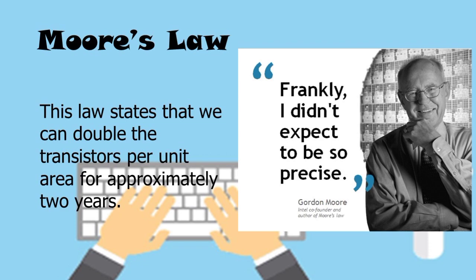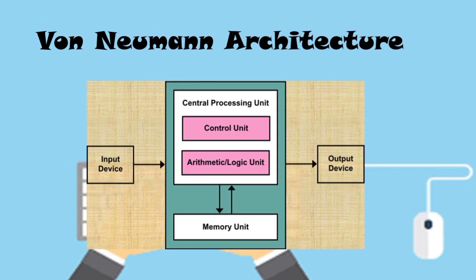Moore's Law states that the number of transistors on a microchip doubles about every 2 years, though the cost of computers is halved. He quoted that, and frankly, I didn't expect it to be so precise. So Gordon E. Moore, in 1965, a co-founder of Intel, made his observation that became known as Moore's Law. We also discussed the von Neumann architecture.